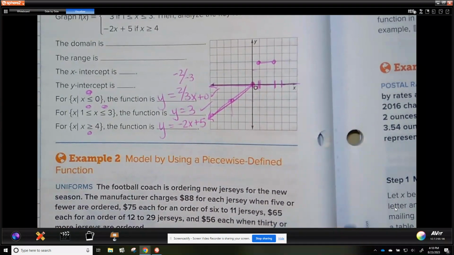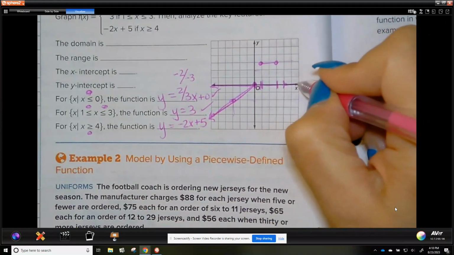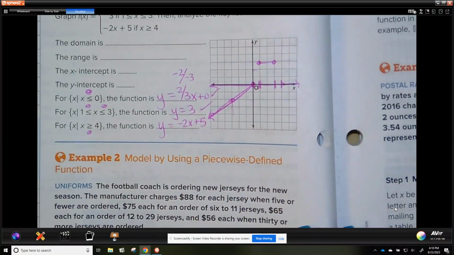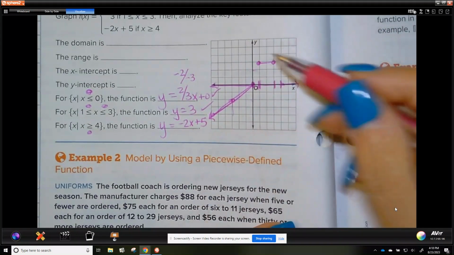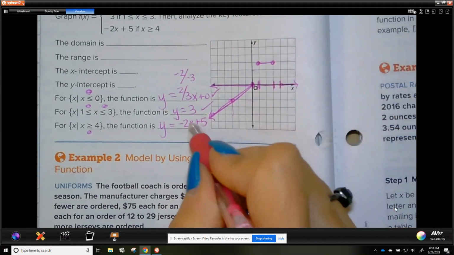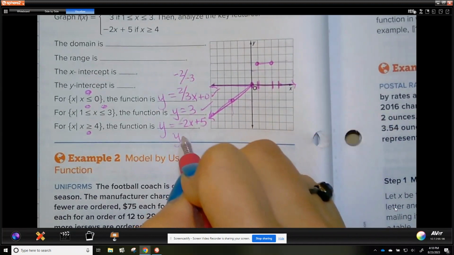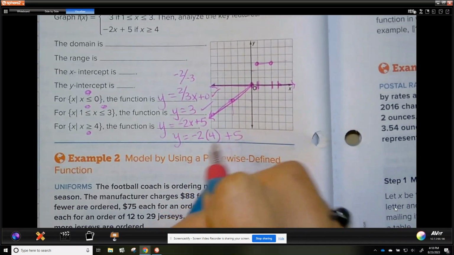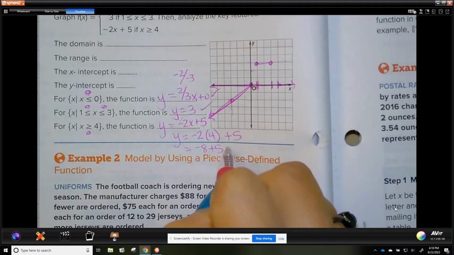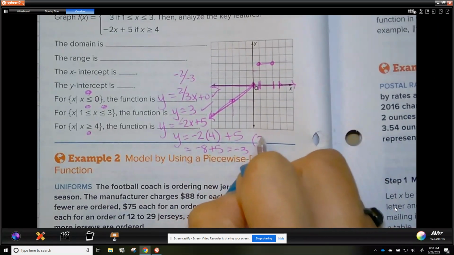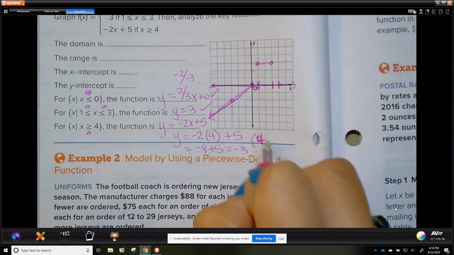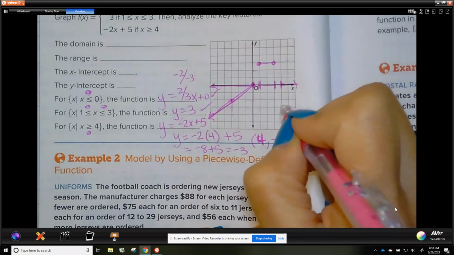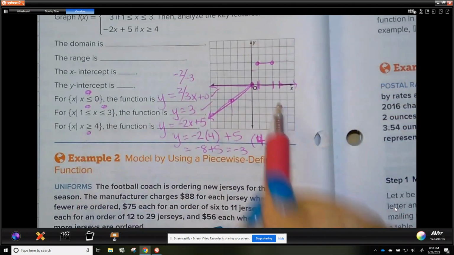Now let's do this one, which is a little tricky because it's way over here on the right. It's this equation, which has a y-intercept of 5. Since it's so far from the y-intercept of 5, I'm going to plug in 4. So y equals negative 2 times 4, because it's greater than or equal to 4, plus 5. Negative 8 plus 5, which is negative 3. So I could put a point at 4, negative 3. Here's 4, and I go 1, 2, 3. There's my point, and we have solid dots, so that's a solid dot.